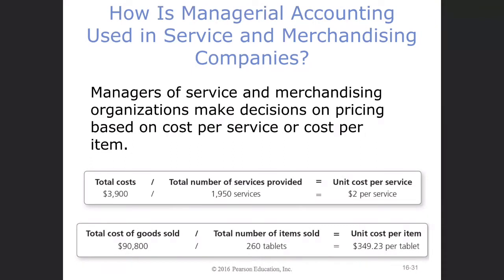And you apply the same type of math to find the unit cost per item. So we're going to take the total cost of goods sold, which in this example is $90,800, divided by the total number of items that we sold. So we sold 260 tablets. So the total cost of goods sold divided by the total number of items sold gives us our unit cost per item. And in this example, the unit cost per item is $349.23 per tablet.